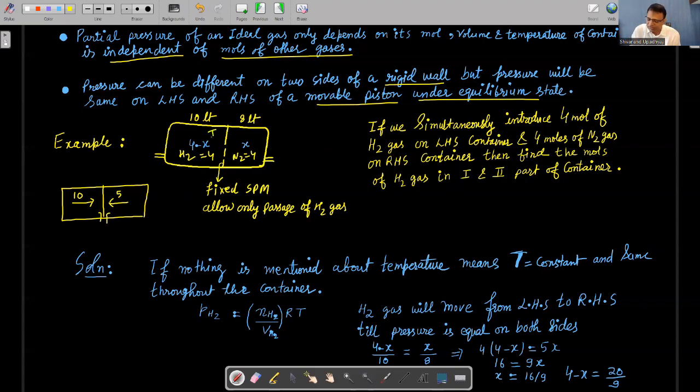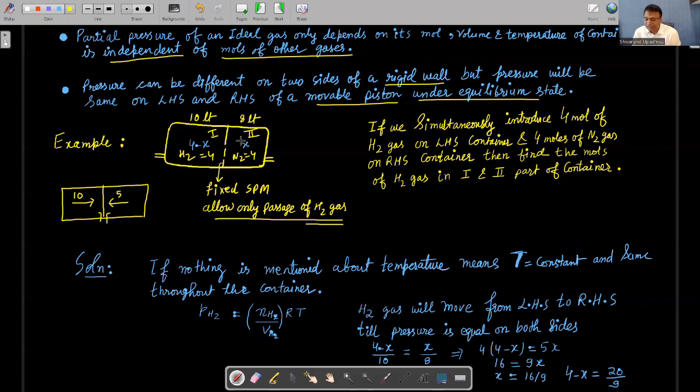This is the first part of the container and this is the second part of the container. They are saying that this container has a fixed semi-permeable membrane which can allow passage of only hydrogen gas, because hydrogen gas is smaller in size, so it can pass through this semi-permeable membrane. But the size of nitrogen is big, which this membrane is not allowing to move, but it can allow movement of hydrogen gas.